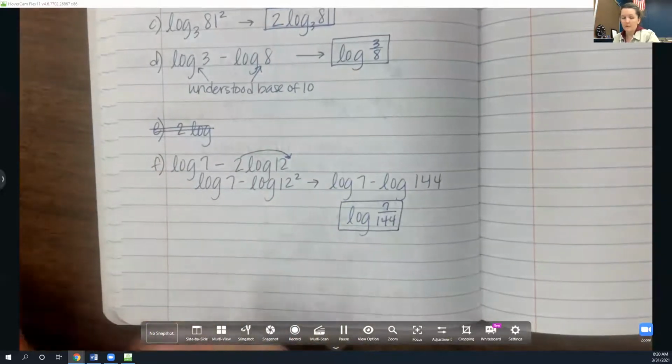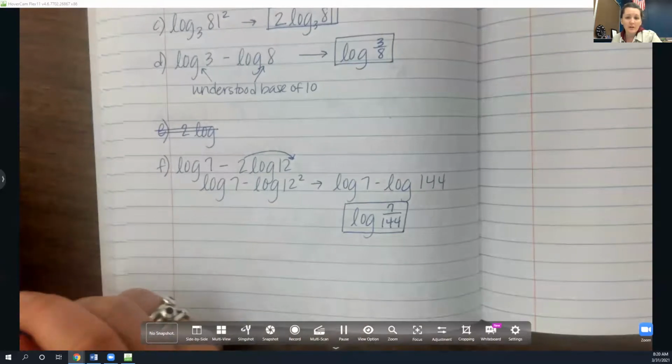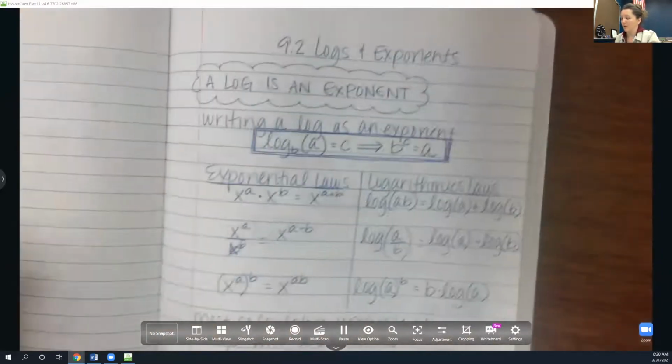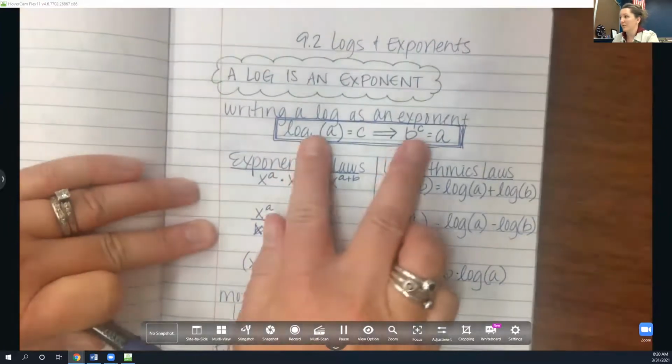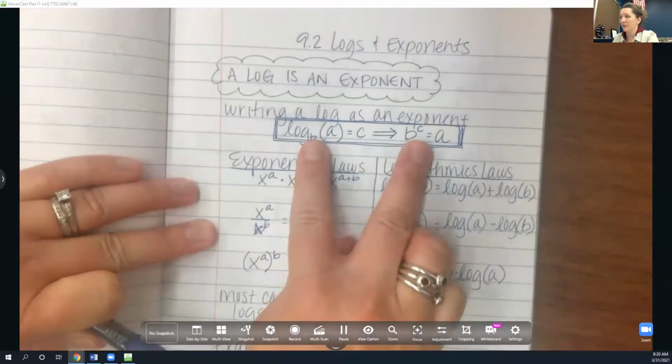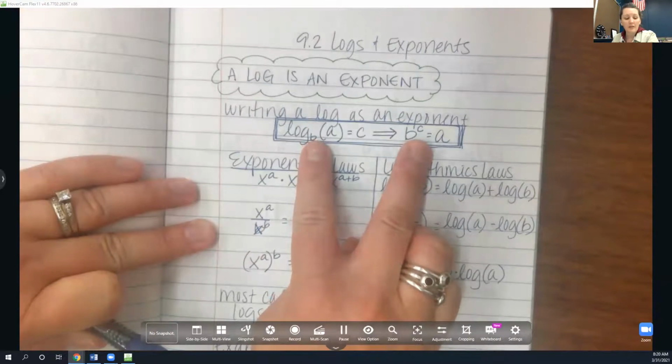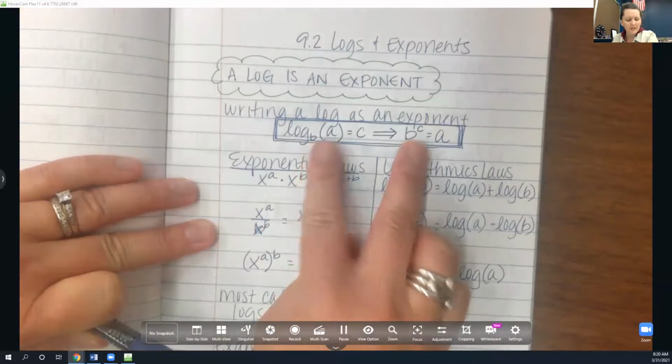All right, so those are our examples for 1, writing a logarithm as an exponent. Remember, a log is an exponent. We're just rewriting it here, using it differently. And then we learned how to condense logarithmic expressions. Now it's your turn to try.